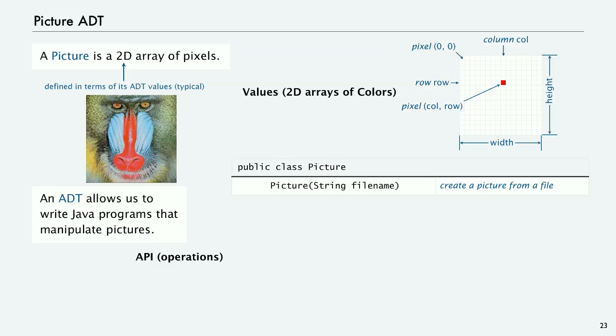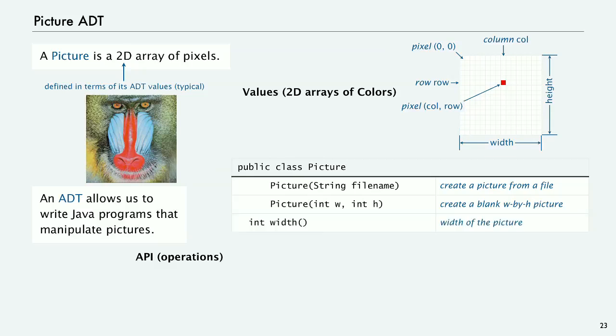First one is a constructor. How do we make a new picture? Well, what we're going to do is take a file name as argument, and that file name is going to be an image that comes from your camera. It could be a JPEG file or other standard file format. And then once the constructor has made the image, we can think of it as a two-dimensional array of pixels. We could also create a blank one.